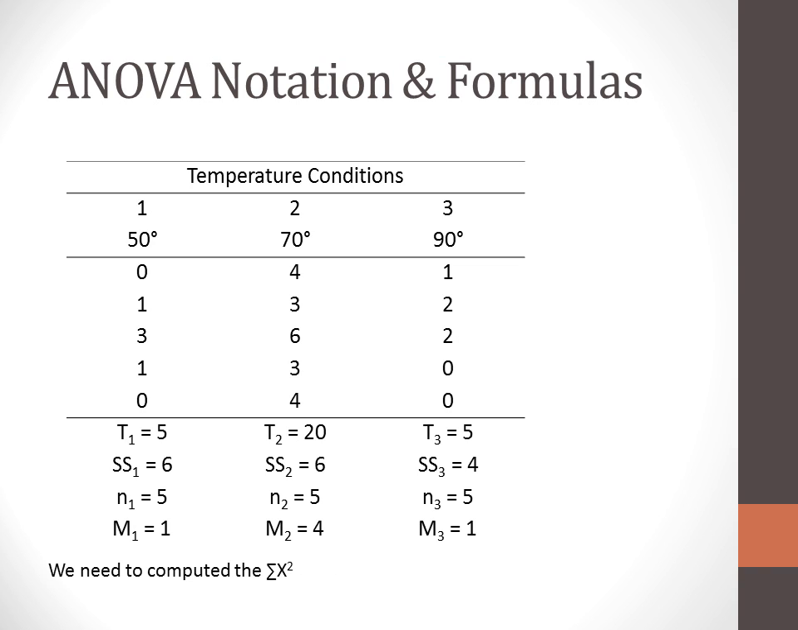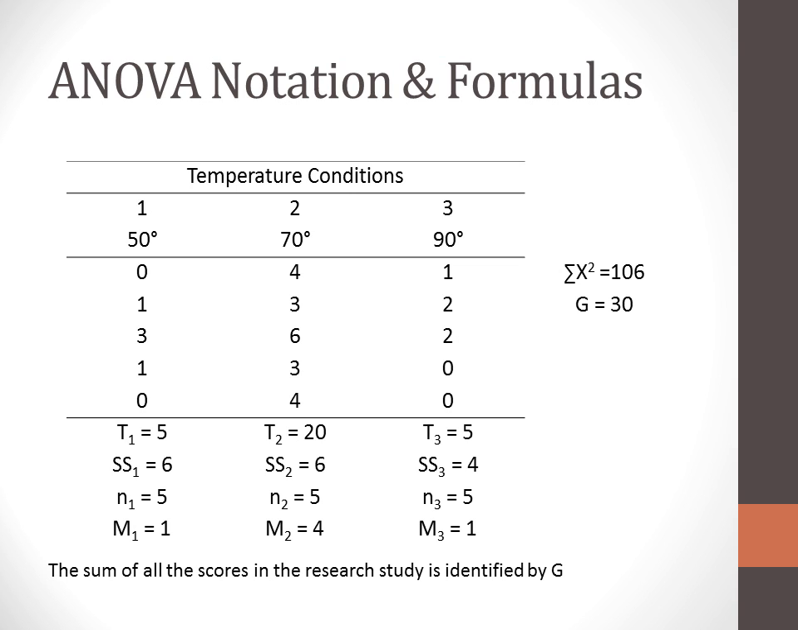Now we need to compute the sum of all the x values squared, and that is all the x values in all of the treatment conditions. And so here is simply the sum of every x squared. The next value we need is the sum of all the scores within the research study. So this is just the sum of x, and is often noted or identified by the letter G. So for G, go ahead and add up all the scores. You should get a value of 30.